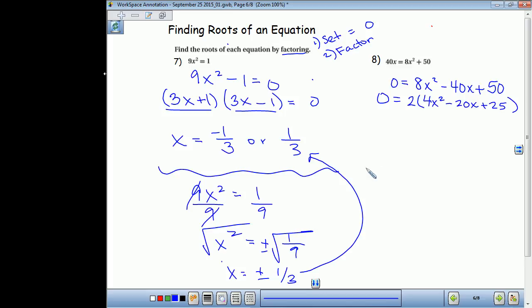Okay, that worked nicely. Because what did it create right here? Perfect square. Perfect square trinomial that will factor to a binomial squared. So what does it factor to? 2x minus 5. Quantity squared.